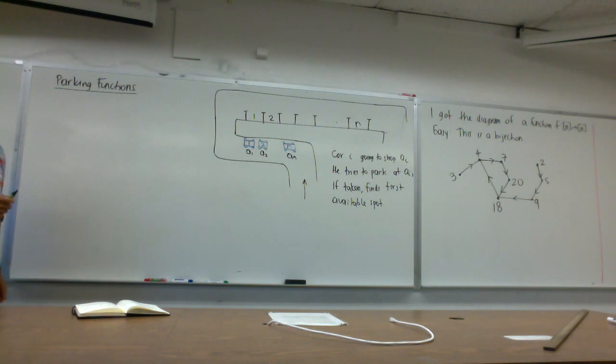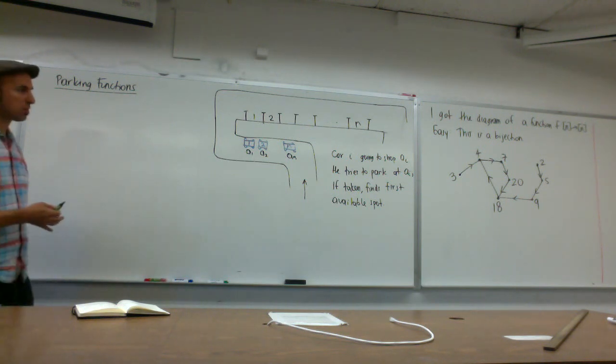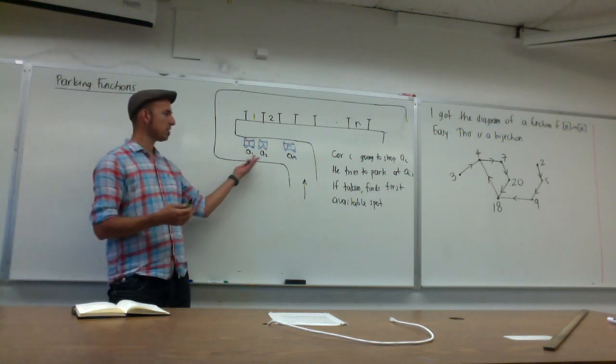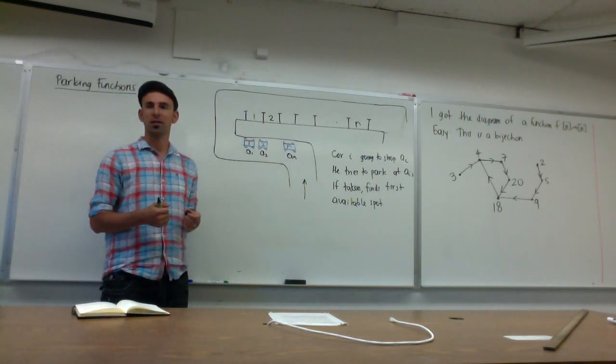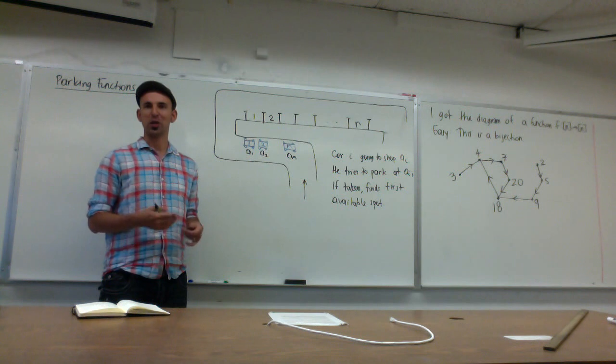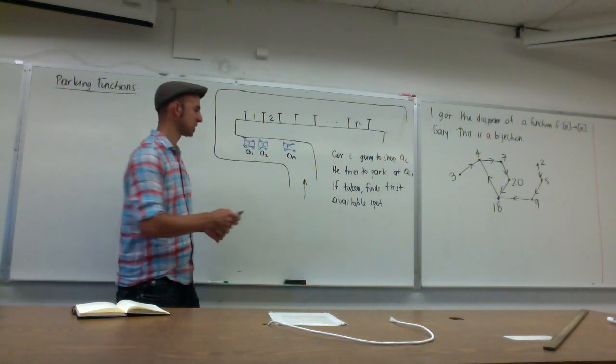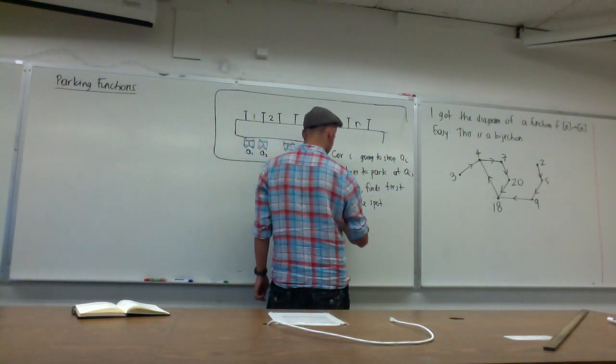Okay? And so the question is, given this sequence A1 up to AN, is this going to work out or not? Are they going to be able to park or not? So, can they park?